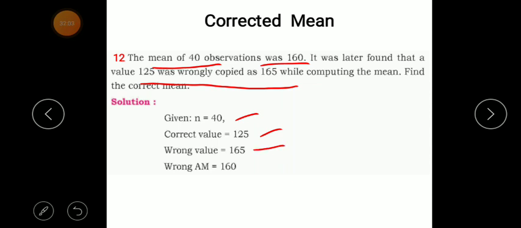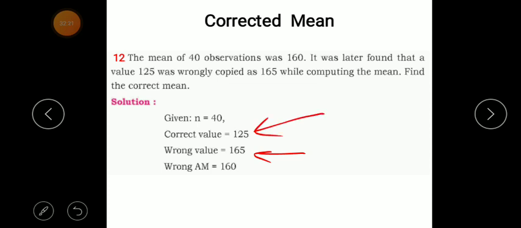See here, what they have said is, it was later found that a value 125 was wrongly copied as 165. You have copied it as 165, you have used the 165 value, which is wrong. So the wrong value is 165, whereas the correct value should have been 125. Because you have copied wrongly, you have got a wrong arithmetic mean, and that wrong mean is 160. So this is the data that is given. Let us see how to solve this.